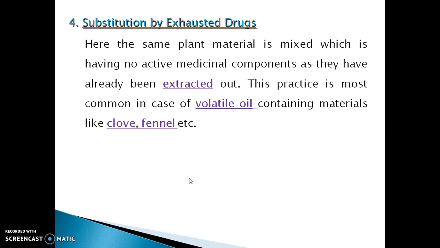Then the next method, that is substitution by exhausted drug. Here the plant material which is already extracted is used for substitution purpose, where extraction means whatever medicinal components are present in that drug have already been removed, and whatever remains has no medicinal value, just morphological similarity. On that basis it is used as a substitute, and this is generally carried out for volatile oil containing drugs like clove and fennel.